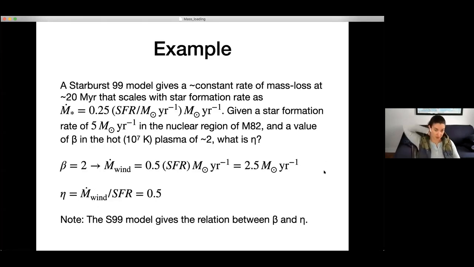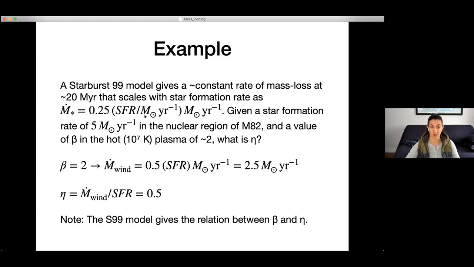Okay, so this is a tutorial, so I decided to give a quick example to highlight the difference between these two. Actually, I think this will answer your question. So here's an example that shows you the difference between, say, beta and eta in these two definitions. Let's say you have a Starburst 99 model. It gives a constant rate of mass loss or mass injection, however you prefer to think of it, after 20 million years. And that rate scales with the star formation rate with this scaling. So m dot star here, you can just think of this as supernova plus stellar winds plus whatever, goes as approximately 0.25 times the star formation rate in solar masses per year.